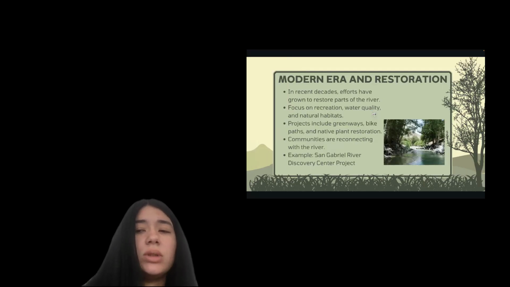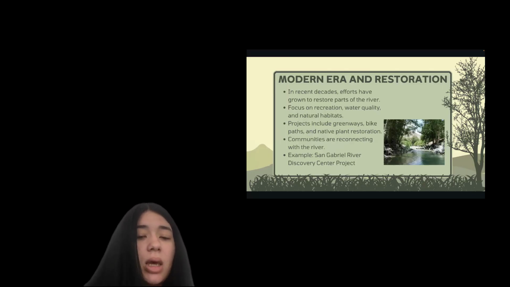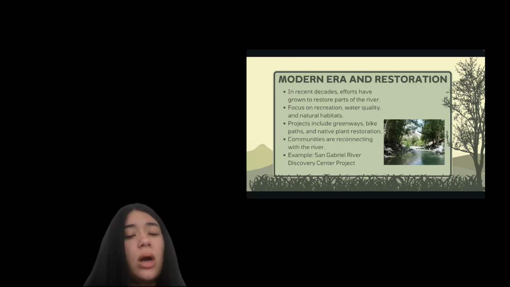Modern era and restoration. In recent decades, efforts have grown to restore parts of the river, focusing on recreation, water quality, and natural habitat. Projects include greenways, bike paths, and native plant restoration. Communities are reconnecting with the river, for example, the San Gabriel River Discovery Center project.